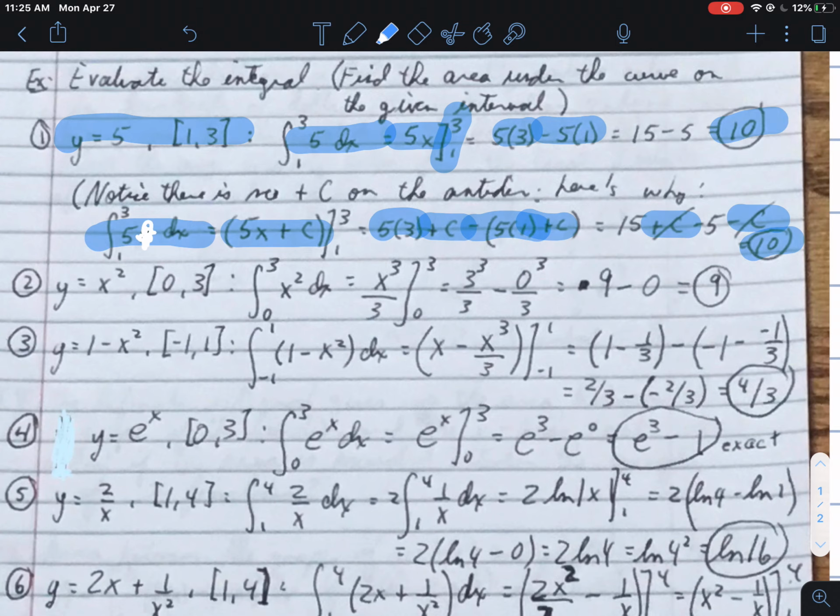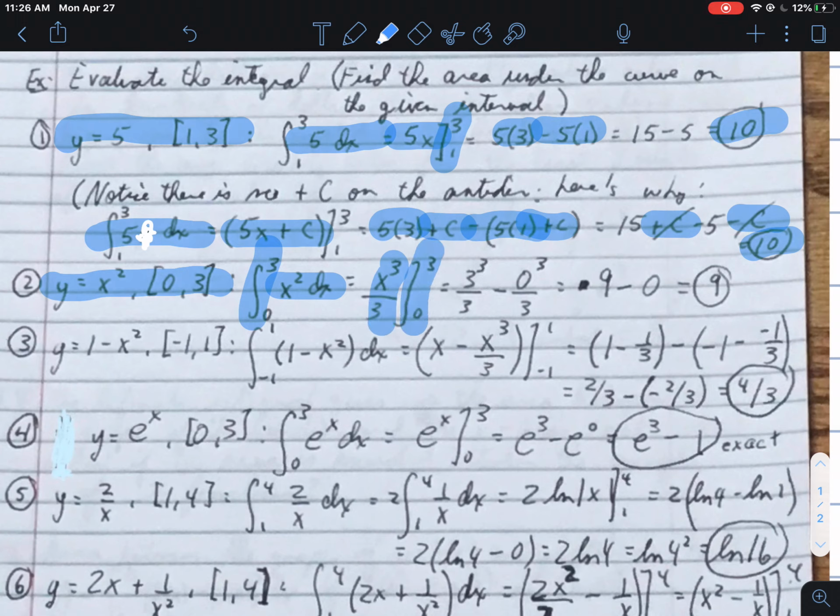All right, now just a couple of other examples, just to remind you of how to do some antiderivatives and maybe a couple of other things to be aware of. So number 2, our curve is y equals x squared. We're interested in the area under the curve of y equals x squared on the interval from 0 to 3. So I set up my integral from 0 to 3 of our function x squared dx. Our antiderivative, power rule, x cubed over 3. And we're going to evaluate that from 0 to 3.